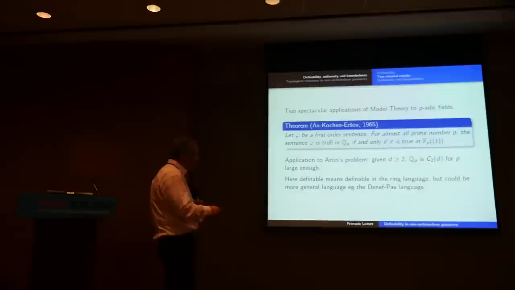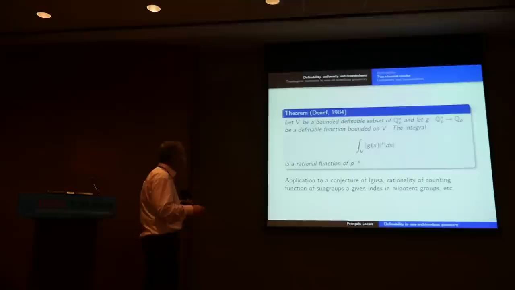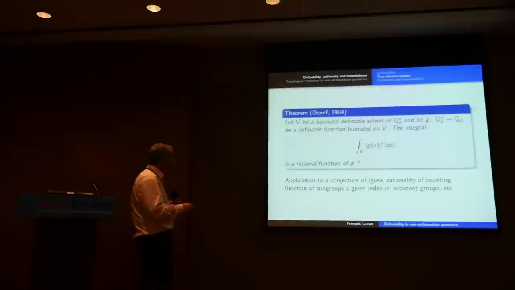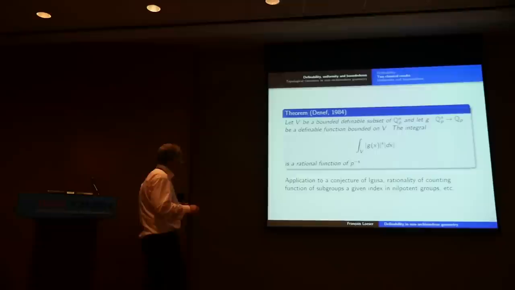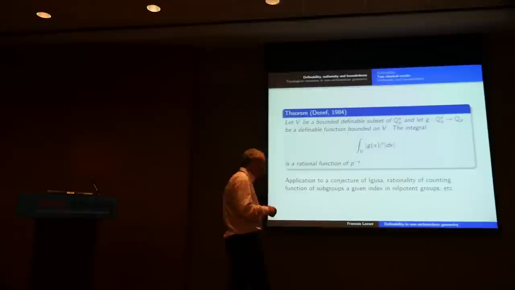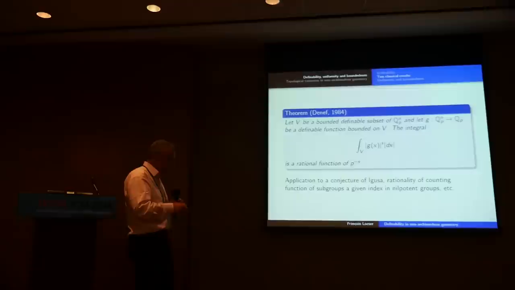Another spectacular result is in the framework of definable sets. You integrate over a bounded definable subset of Q_p^n, and you have a definable function. You consider this kind of integral, and the theorem of Denef, which is 30 years old, states that this is a rational function in the variable p to the minus s. This, as an application, solved the conjecture of Igusa about the rationality of certain generating series, and it was very quickly used to prove also rationality of certain counting functions of subgroups of given index in important groups and so on. So this is a typical application.